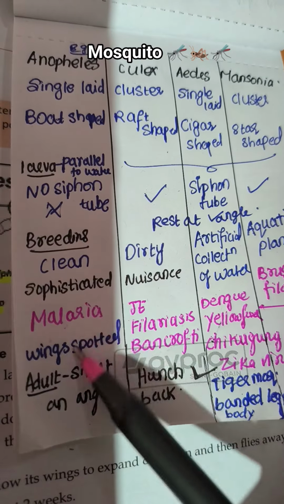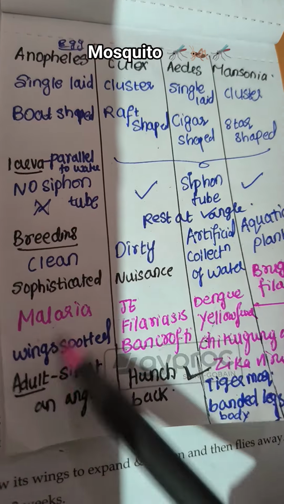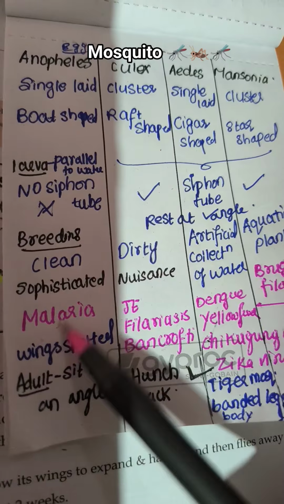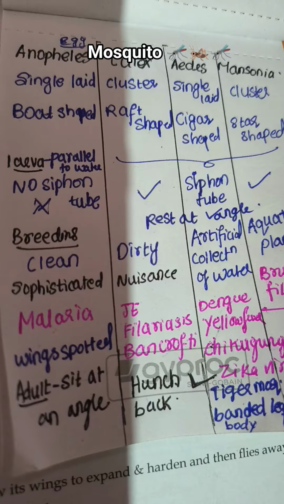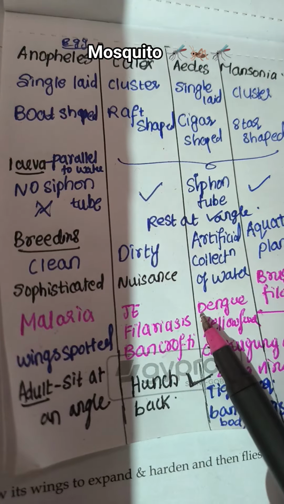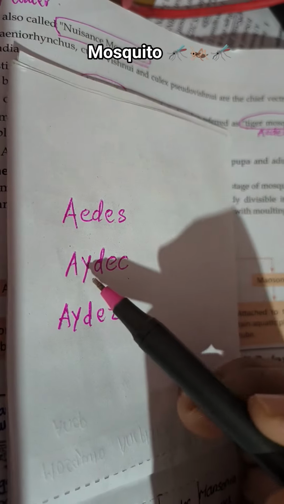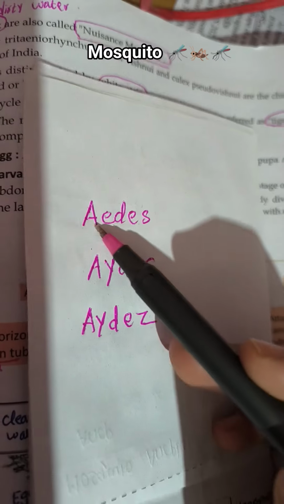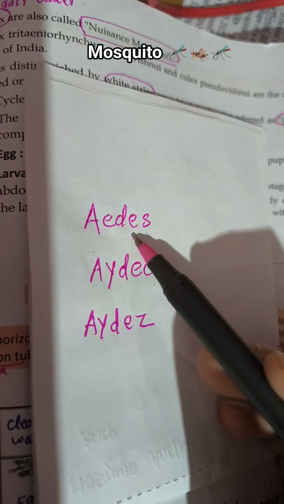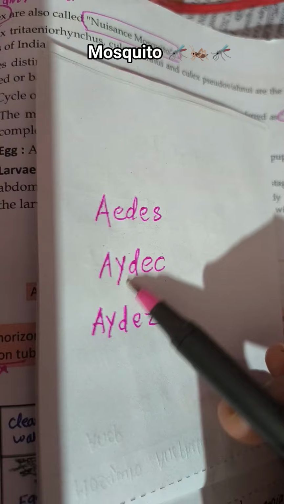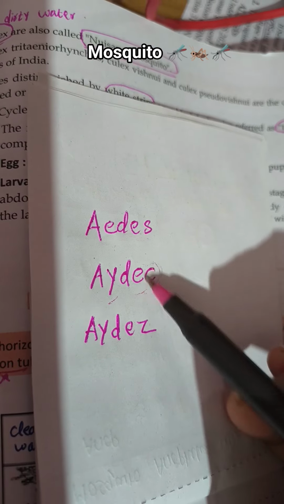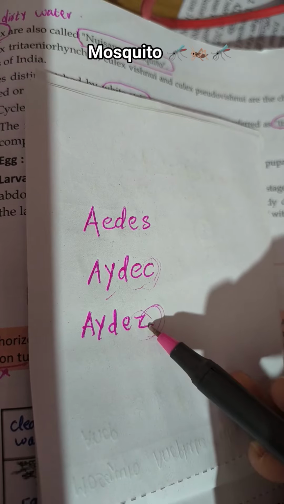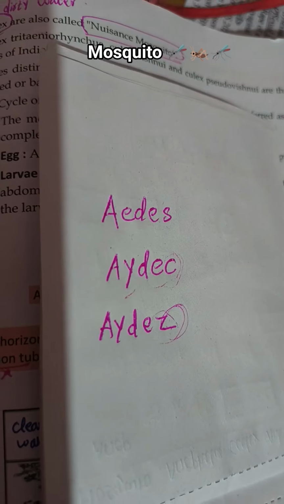Having said this, the tricks to remember the diseases: Anopheles, malaria; Culex is for Japanese encephalitis and Bancrofti; and Aedes. To remember the diseases caused by the Aedes mosquito, the actual spelling for Aedes is this, but what we do is we change E with Y, and Y is for yellow fever, D for dengue, C for chikungunya, and Z for Zika virus. So you can write this spelling and you can remember the diseases.